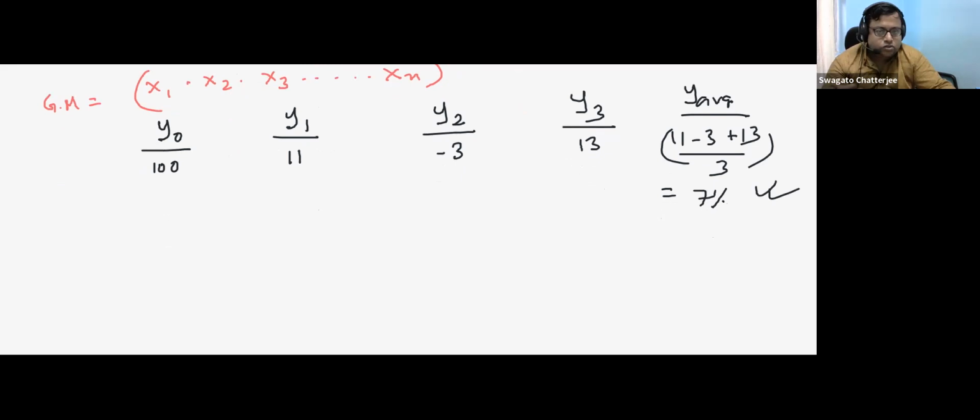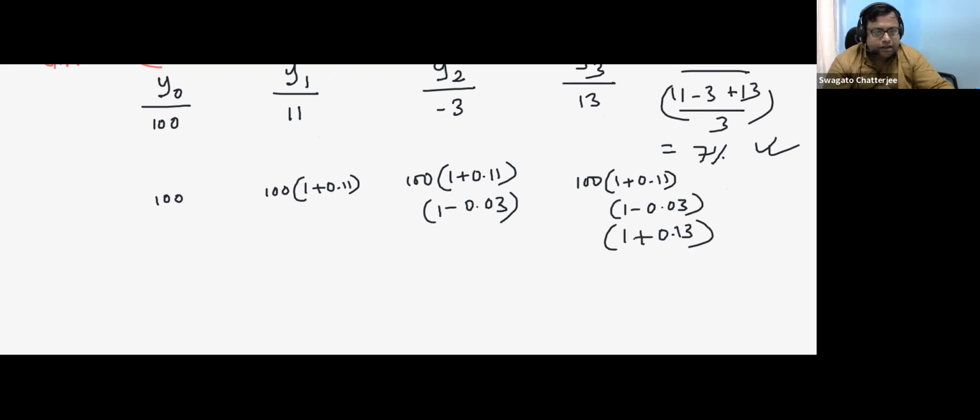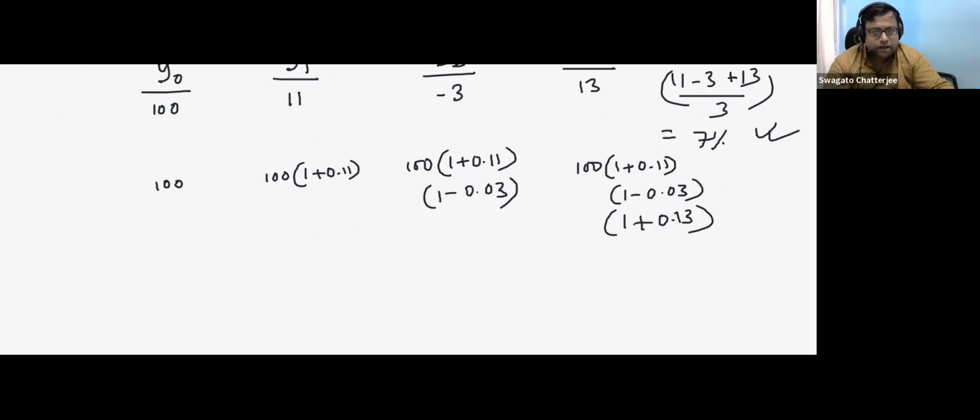However, the actual way that you should calculate it: if it is 100 investment, then what would have been the money in the first year? It should be 1 plus 0.11, right? And in the second year, this money gets invested, so the second year's returns are something like this. And third year, you should get something like this. So you invested 100 or whatever, and you got this amount of money after 3 time periods.